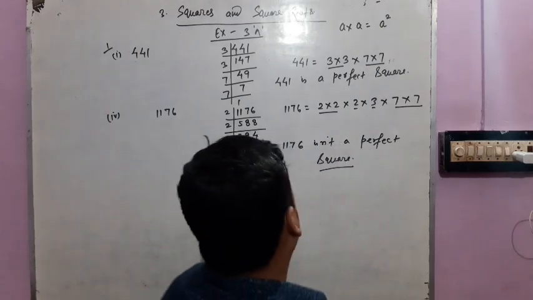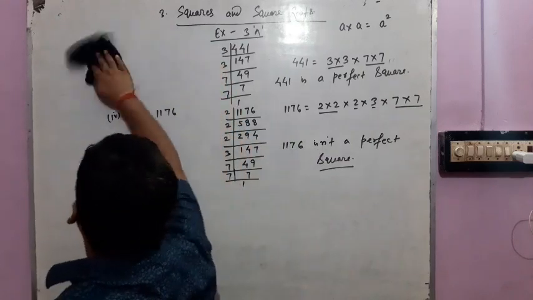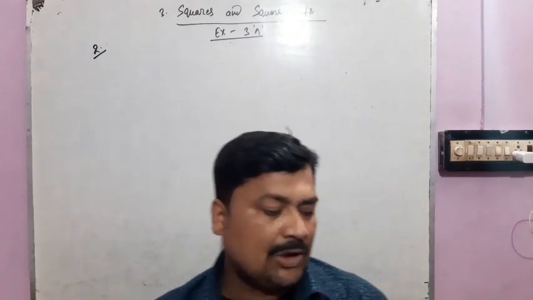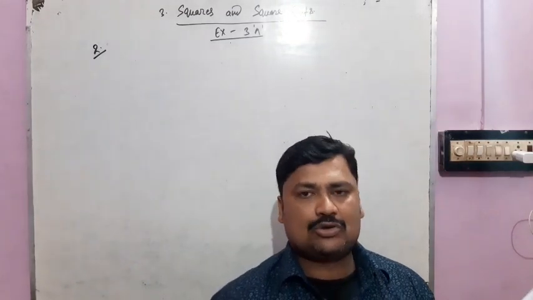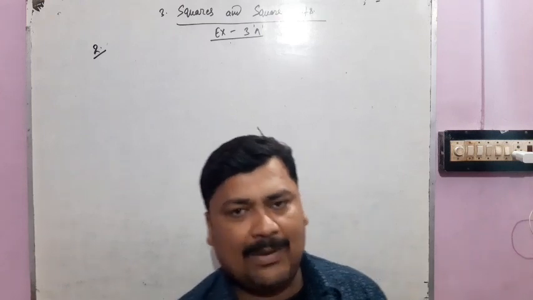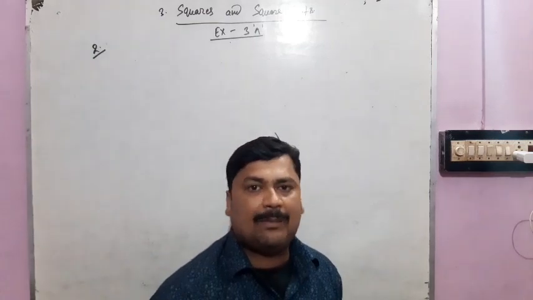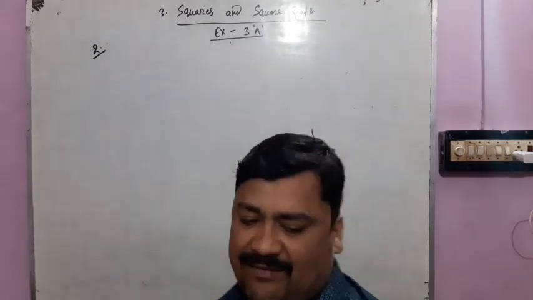Okay, but we have to make it clean first. Now in question number 2, the instruction given is, show that each of the following numbers is a perfect square. So first we have to prime factorize the number, and if the pair of all numbers is possible, then that means the given number is a perfect square. In each case, find the number whose square is the given number.